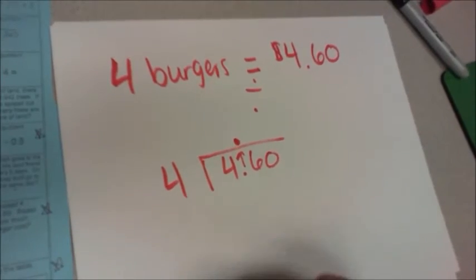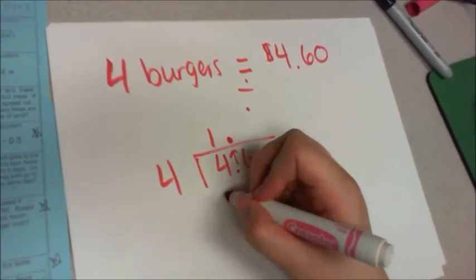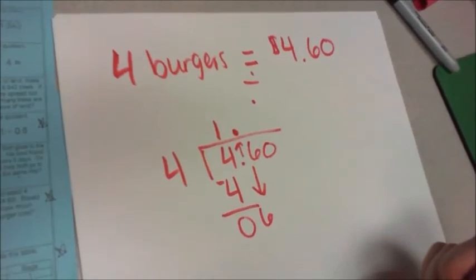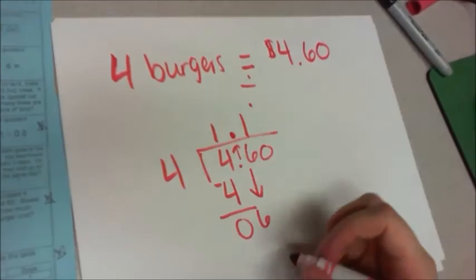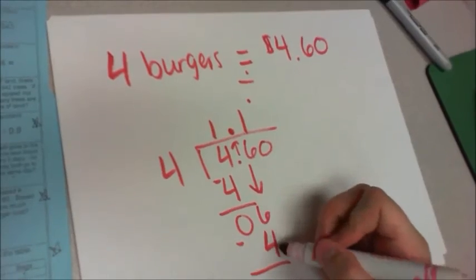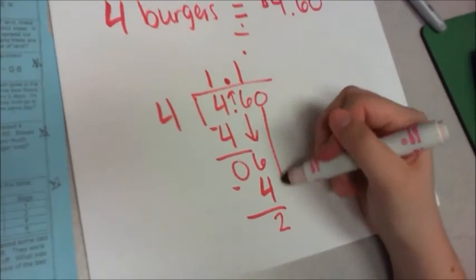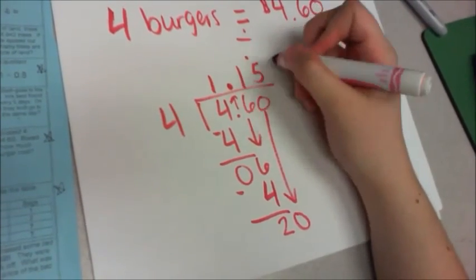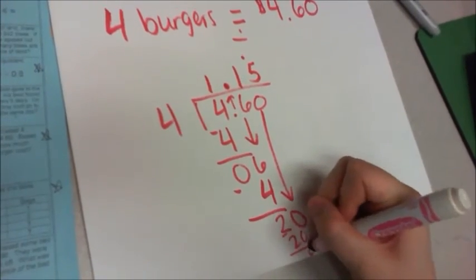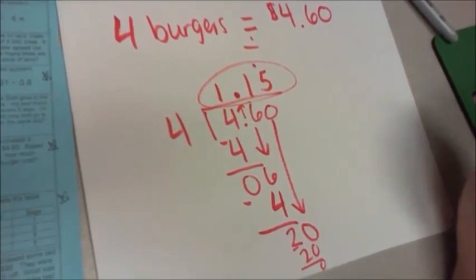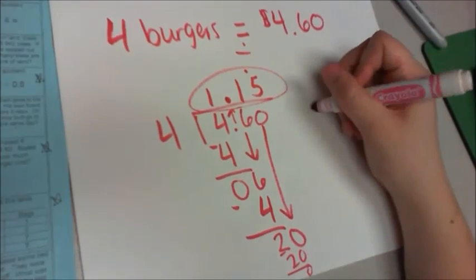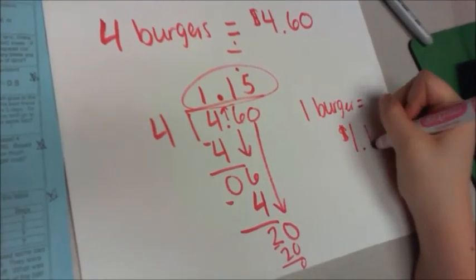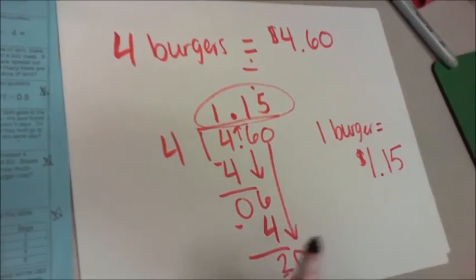How many times does 4 go into 4? Once. 1 times 4 is 4. Subtract. Bring down the 6. 4 goes into 6 1 time. 1 times 4 is 4. Subtract. 6 minus 4 is 2. Bring down the 0. 4 goes into 20 5 times. 5 times 4 is 20. We get to 0. Now before you say the answer is 1.15, remember we were talking money up here. So one burger equals $1.15.